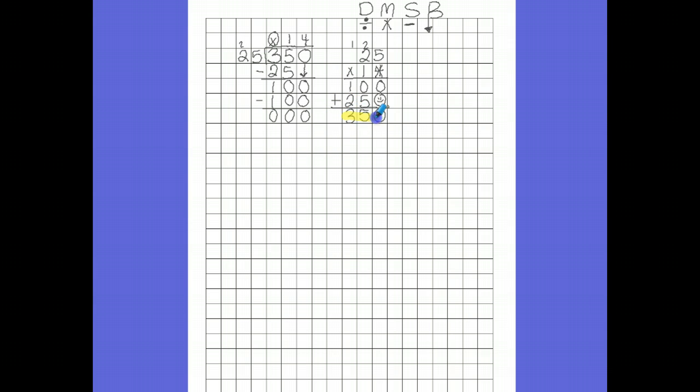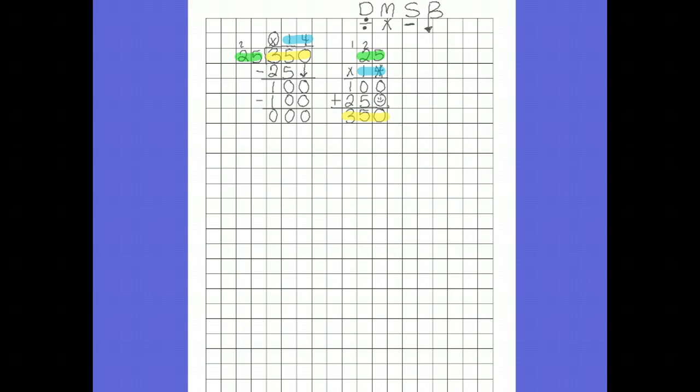Please notice that the 350 and the 350 both match our dividend and our answer to our multiplication problem. And then the divisor of 25 and one of our factors is 25 both match. And our quotient of 14 and our other factor of 14 both match.